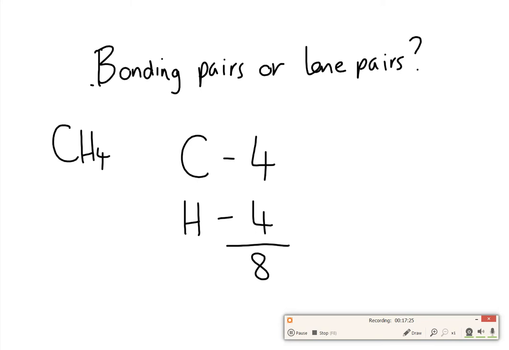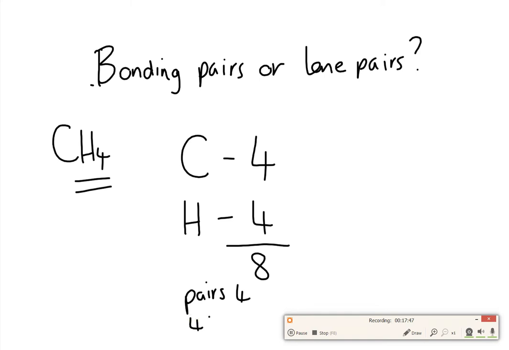Right, so I've worked out there's 8 electrons in total. Now I'm going to work out the pairs. Well, there's 4 pairs. Because if there's 8 in total, if each of them pair up, we're going to end up with 4 pairs. Right, let's have a look at the molecule again. How many of those pairs are bonding pairs? Well, all of them are bonding pairs.